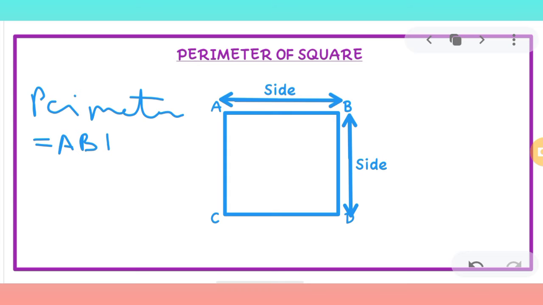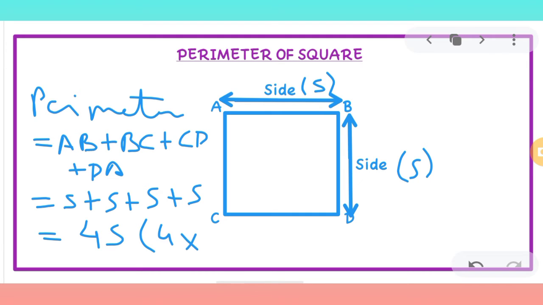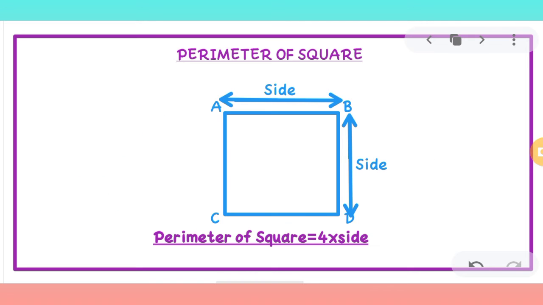So here also AB plus BC plus CD plus DA. Now here, as you can see, AB is also the side only and BC is also side. Similarly, CD will also be the side only and DA will also be the side. That means all the sides are equal. So if we represent side as S, what we can do? We can interchange all the four sides with S. So what will it become? S plus S plus S plus S, and that will be your 4S, or we can say 4 into side. Hence, the perimeter of a square will be 4 into side. That means 4 into length of one side.